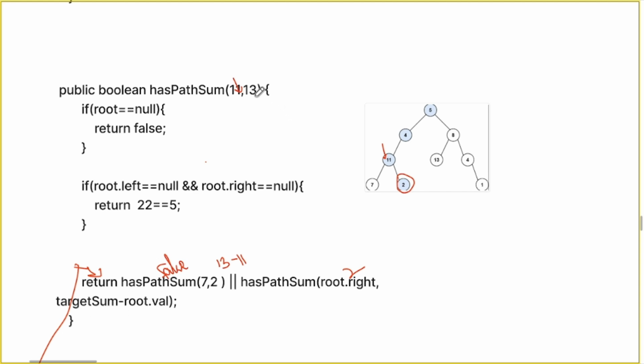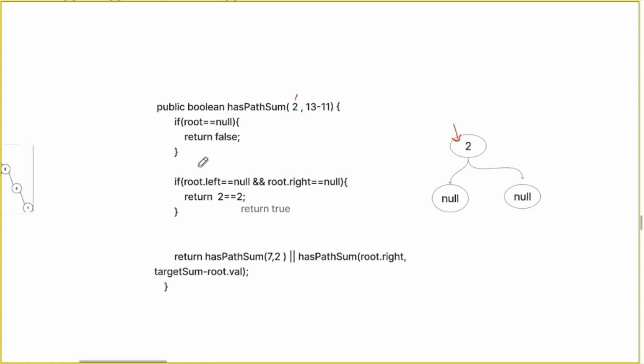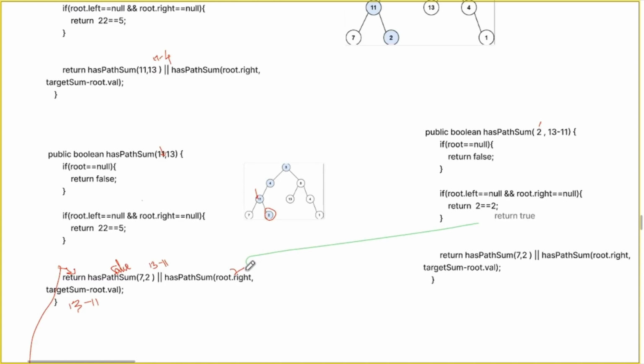Our target sum is 13 here, so 13 minus 11. Currently at node 2, we are checking whether node 2 is a leaf node or not. Its left and right children are null, so it is a leaf node. Then we are comparing the node's value with the target value, whether it is equal or not. Here it is equal. If it is equal, it will return true. So it will return true to its caller, the method that called this function. So we will have true here now.